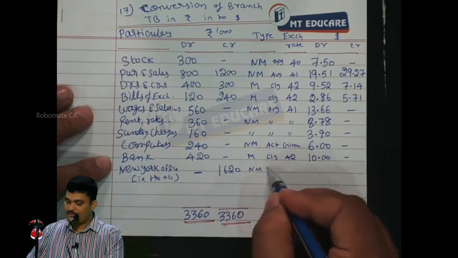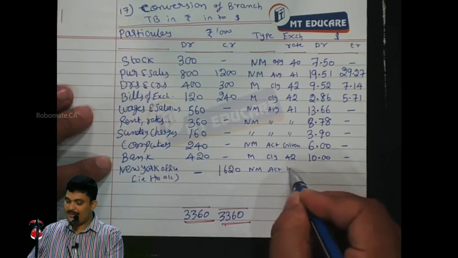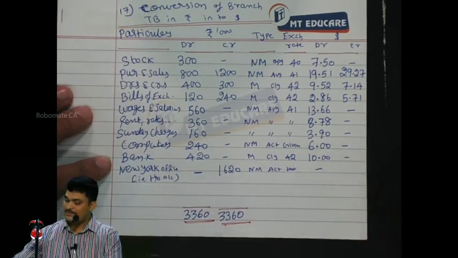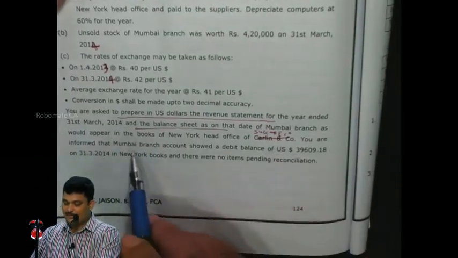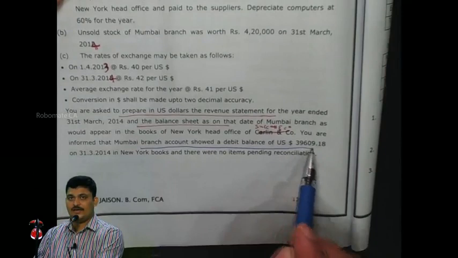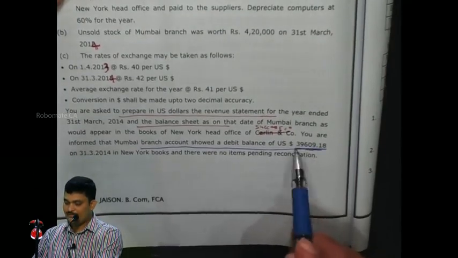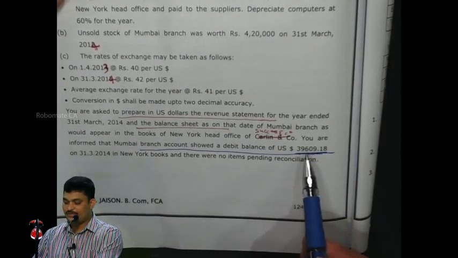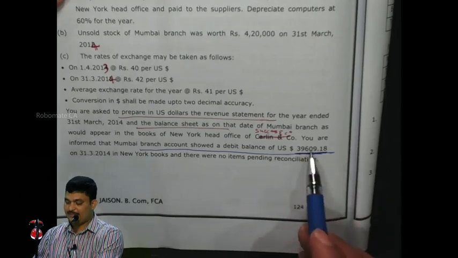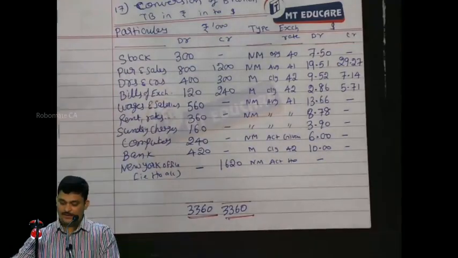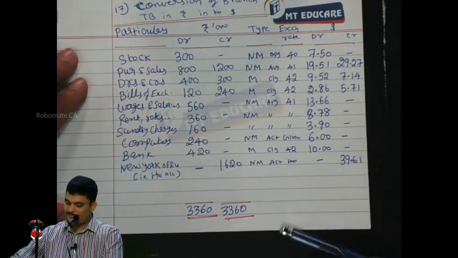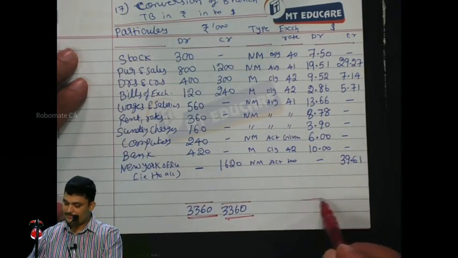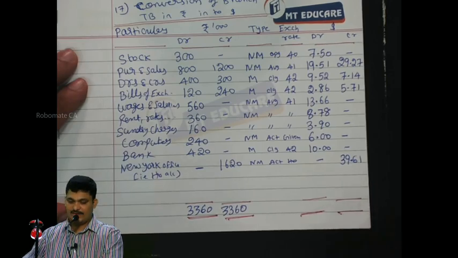This is non-monetary. Again, actual from head office, which was given in the question. My dear friends, it was given that the branch account is showing a balance of 39,609. When you take it in thousands means 39.61. 39.61. You find there is absolutely no difference. It gets tallied.